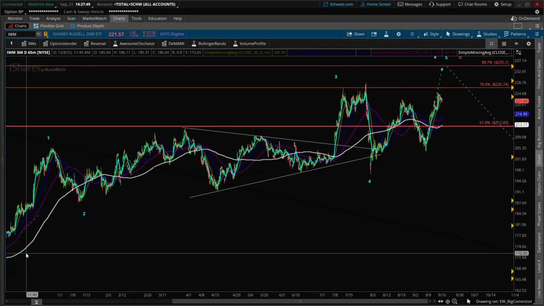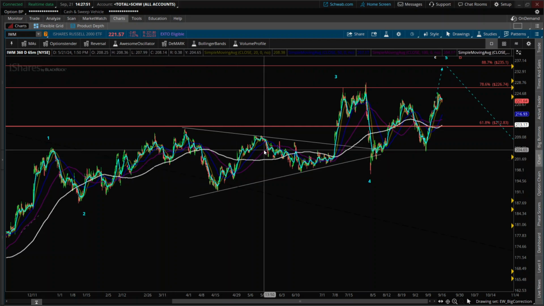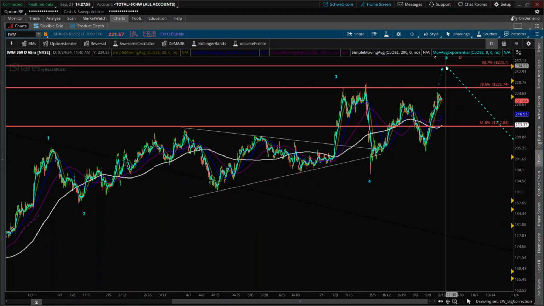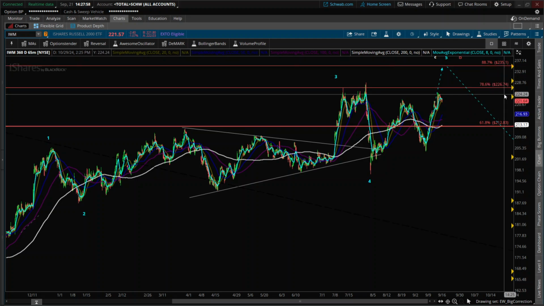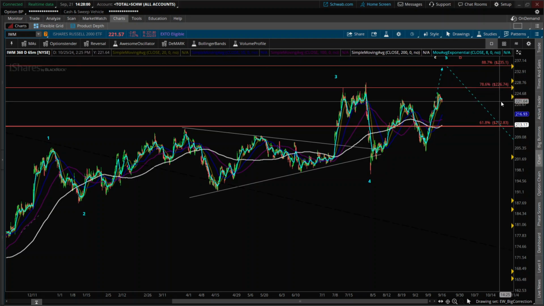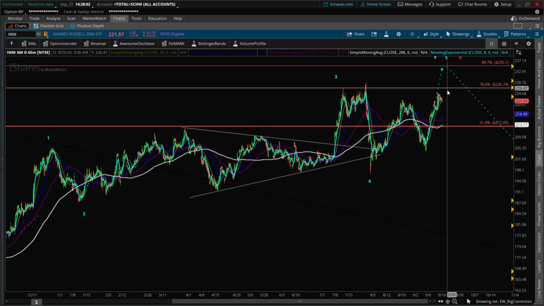So ultimately, we had a wave 1, 2. This is an ending diagonal, 3, 4. And we're looking for an ABC for 5. Our target area is 235. So that's well over 10% of a move here. So this will really have to start gearing up.